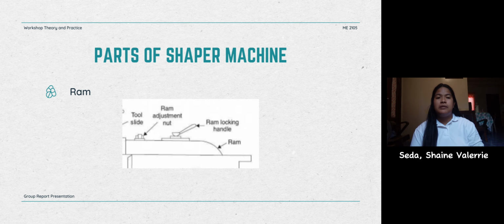Ram. The ram is built to the left and right in the guideway of the column with cast iron and slides reciprocally. A single point cutting tool is attached to it that retrieves and rubs the workpieces and removes unwanted metal from them in the form of chips.